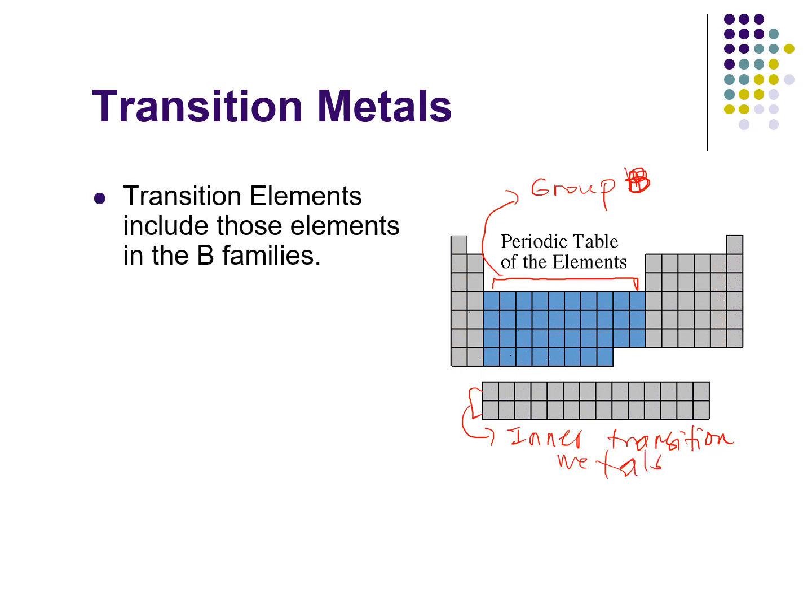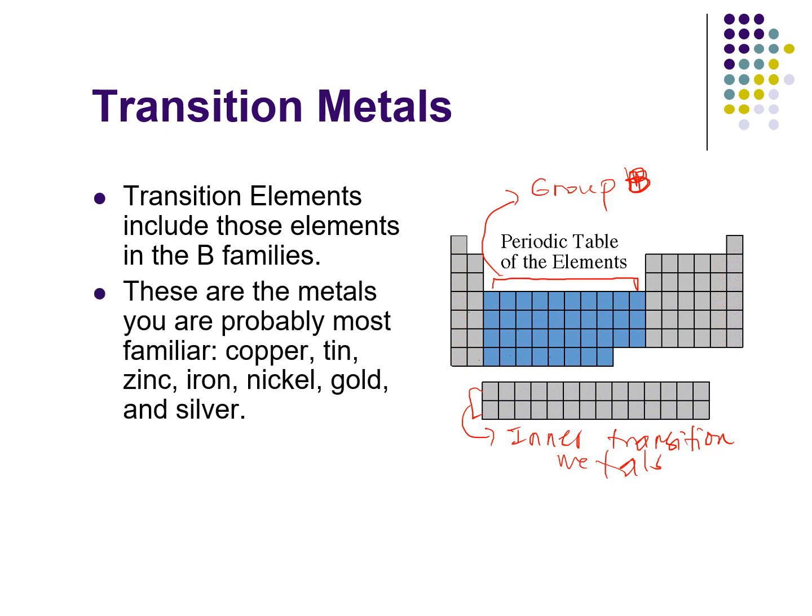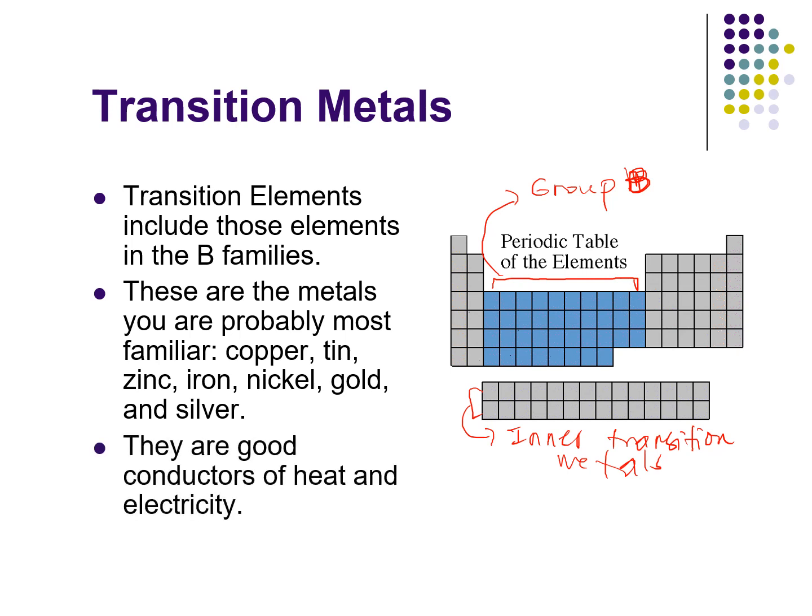So, the transition elements includes those elements in the B families. So these are the metals you are probably most familiar. So we have the metals that are included in the transition metals or group B metals are copper, tin, zinc, iron, nickel, gold, and silver. So they are good conductors of heat and electricity. So this is one of the general characteristics of metals, being a good conductor of heat and electricity.